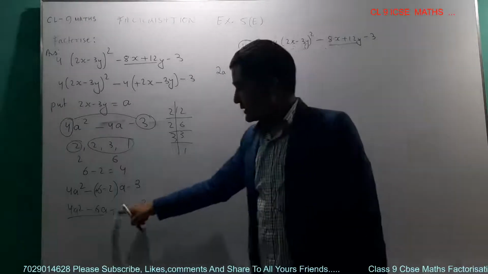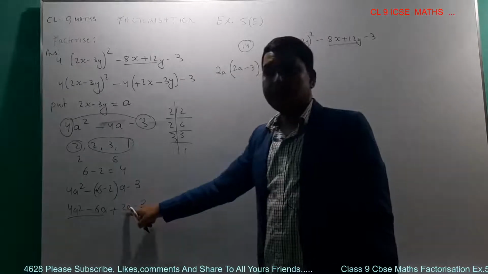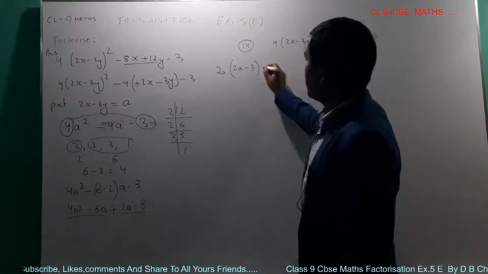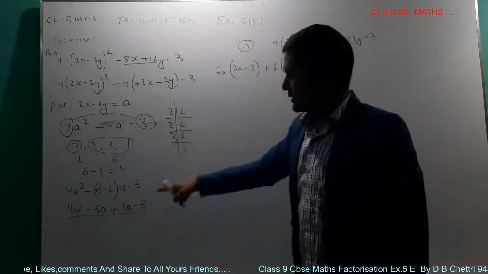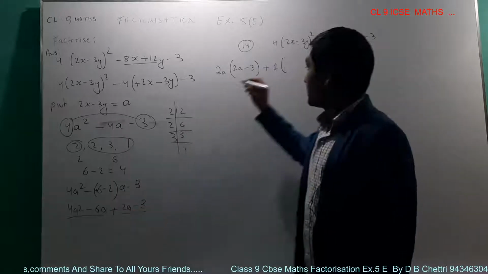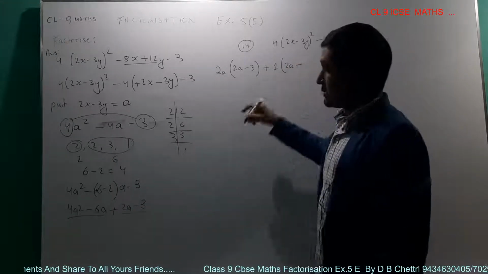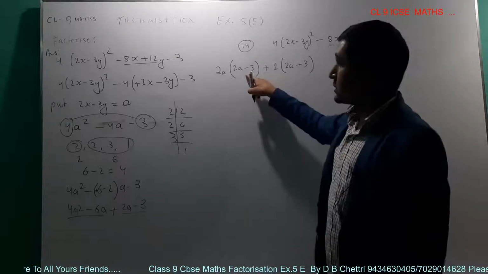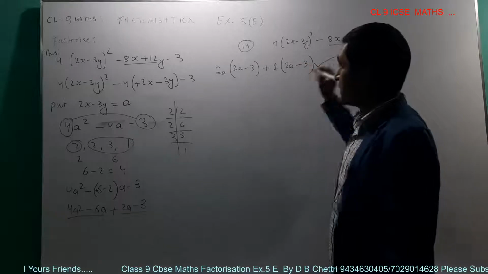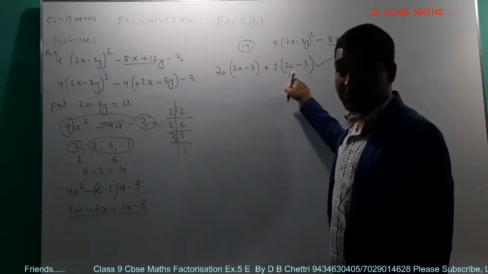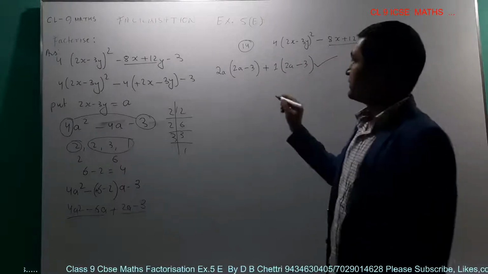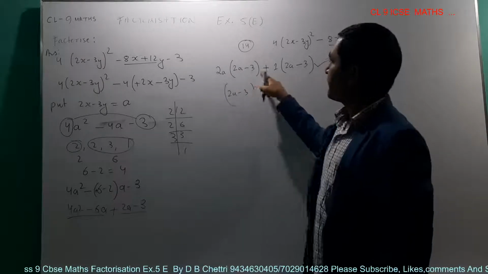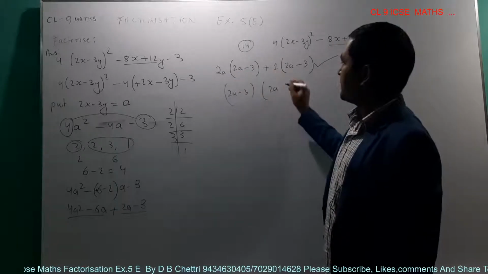Then in this case there is nothing common. If there is nothing common, always take 1 as common. Then taking 1 as common, 1 times 2a is 2a. Then 1 times 3 is 3. Now check whether both the terms are the same or not. If both the terms are the same, that means our factorization is correct. Now take this same term as common. That means 2a minus 3 is common. Then what is left from here? 2a, and from here plus 1.